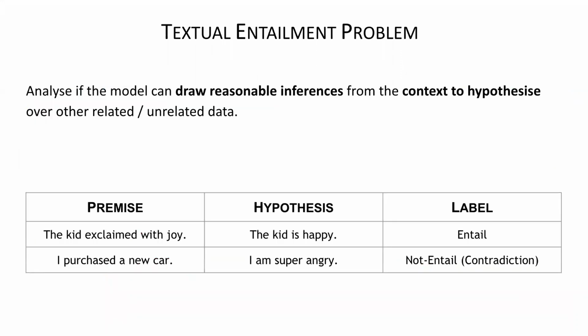So what is the textual entailment problem? In textual entailment, you are given a context or premise and a hypothesis, and we have to determine whether the hypothesis is true or false given the premise, which is the same as entail or not entail. For example, the kid exclaimed with joy, the kid is happy. Now you can see the kid is happy is entail, or is true, given the kid exclaimed with joy, because joy is an expression of happiness.